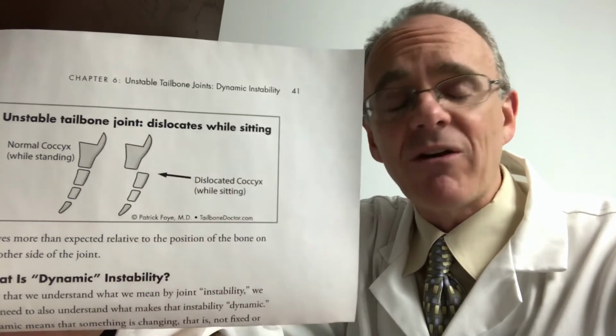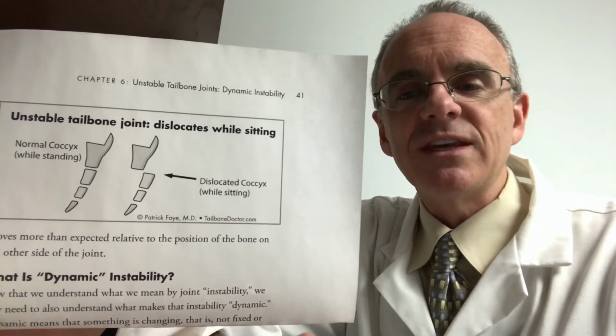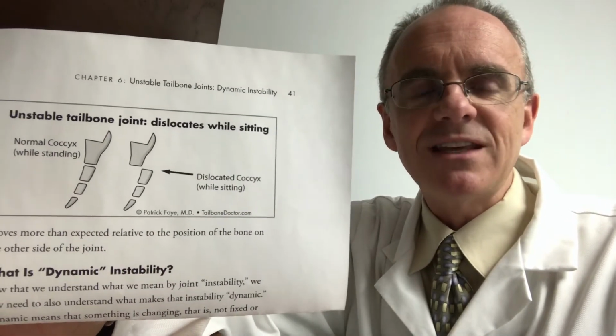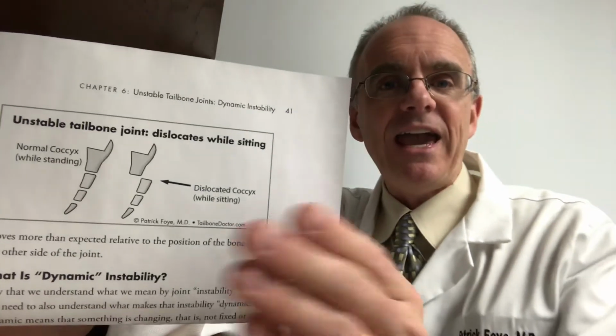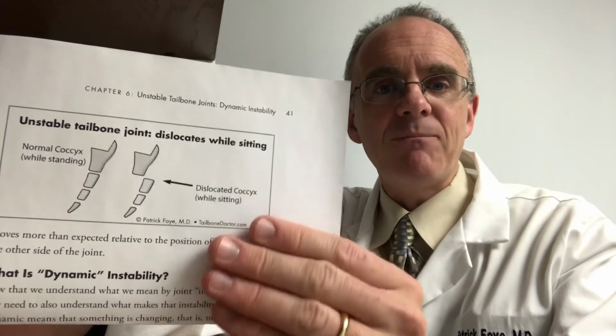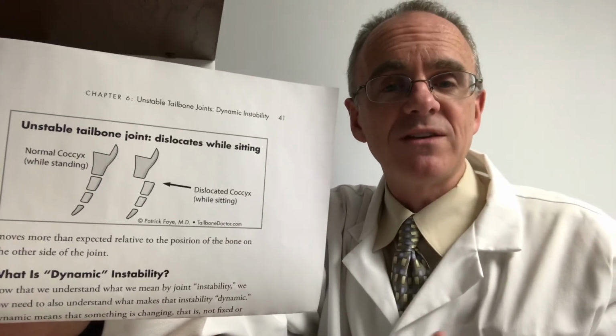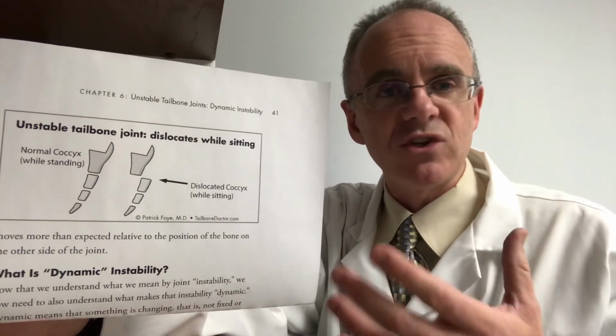So this is very, very common. I would say at least 60% or more of the patients who I see for tailbone pain have instability. They have hypermobility, which is another way of referring to this. Hyper means increased, mobility is just talking about the motion. So a couple of medical terms that are saying the same thing.